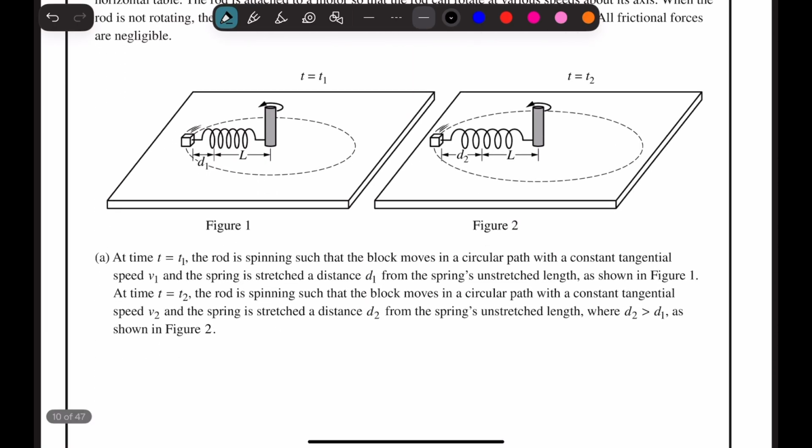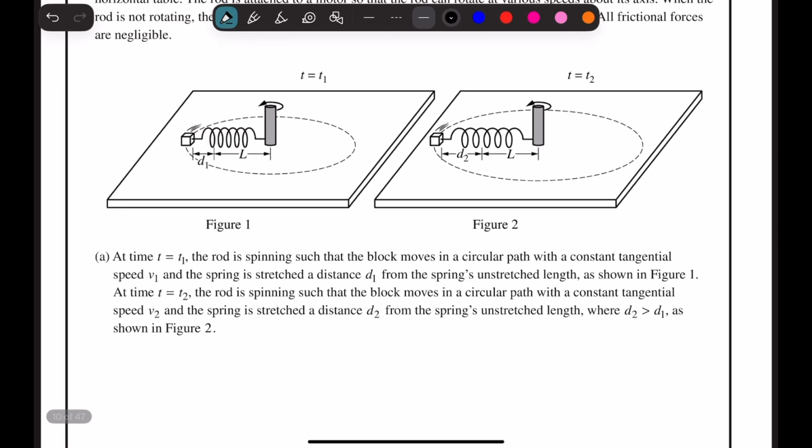At time t equal to t1, the rod is spinning such that the block moves in a circular path with a constant tangential speed v1, and the spring is stretched a distance d1 from the spring's unstretched length, as shown in figure 1. At time t equal to t2, the rod is spinning such that the block moves in a circular path with a constant tangential speed v2, and the spring is stretched a distance d2 from the spring's unstretched length, where d2 is greater than d1, as shown in the figure.